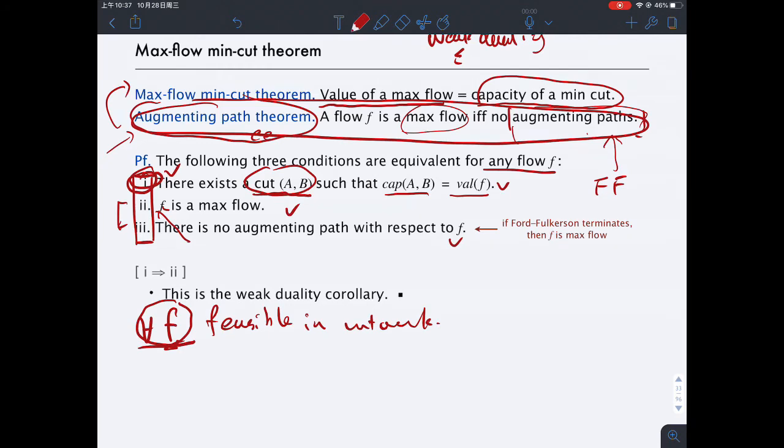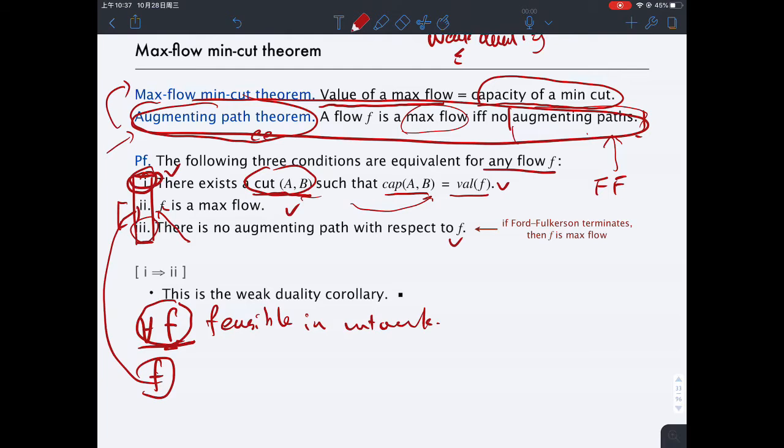So that's the meaning of the whole statement here, right? So similarly, if somehow I notice that F is a max flow, then I also know that I'm always able to find a cut A and B such that the capacity of A and B is the same as the value of F, and similarly, the third statement is also true, right?